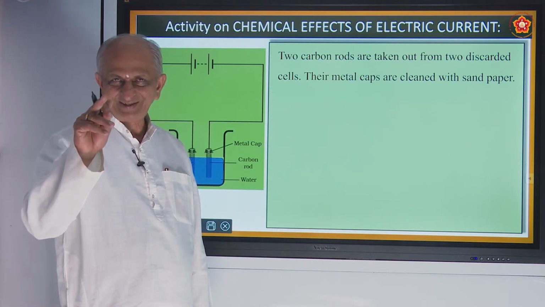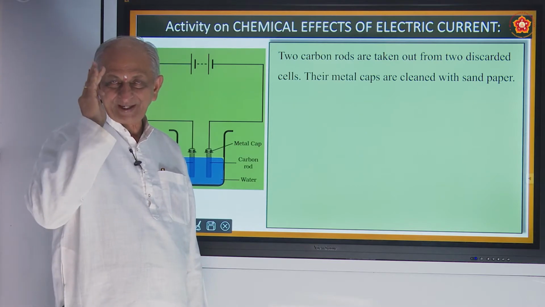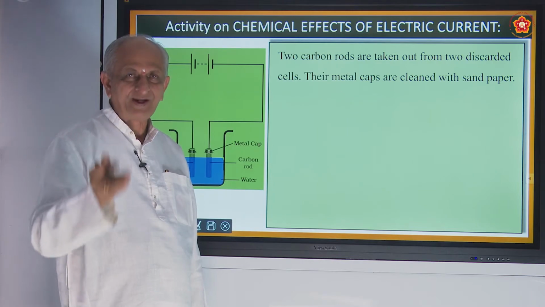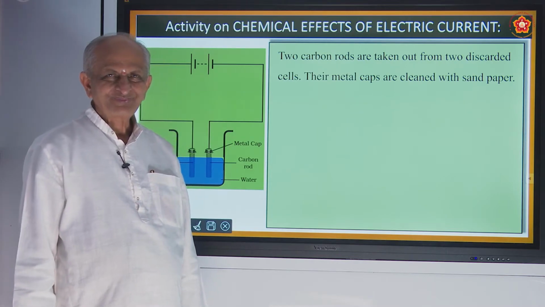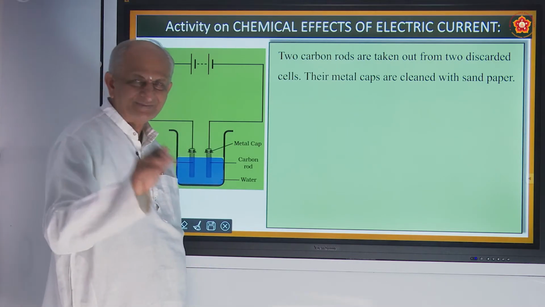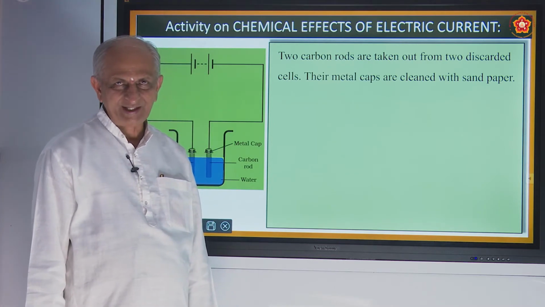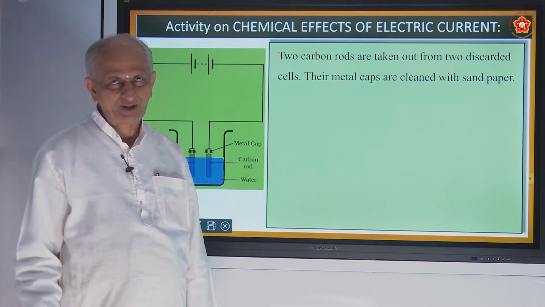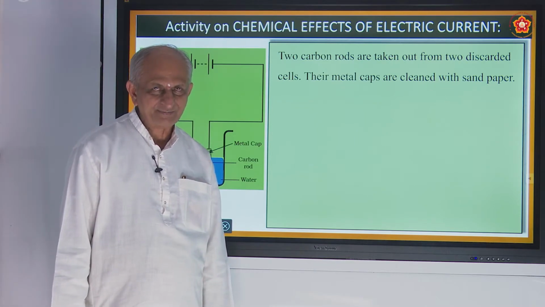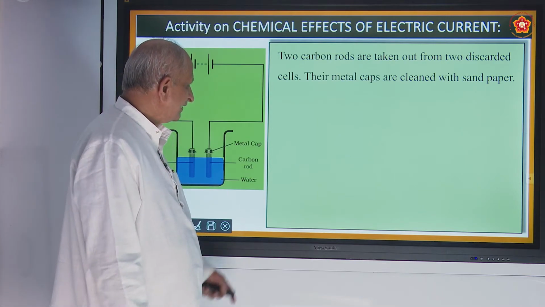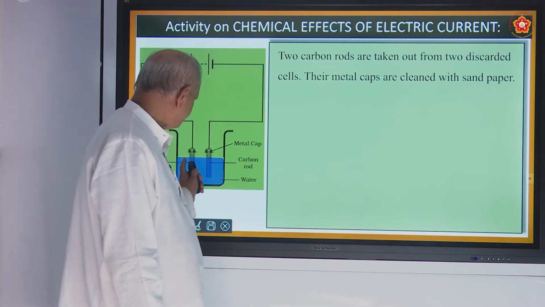All of you have seen cells, correct? Suppose you break open, don't break open the good one, only a wasted one, you open it. When you open it, what do you find inside? There are some chemicals in that, black colored, like manganese dioxide, ammonium chloride and so on, gum, paste and all. In the middle you have a rod, and that is what is called a carbon rod.